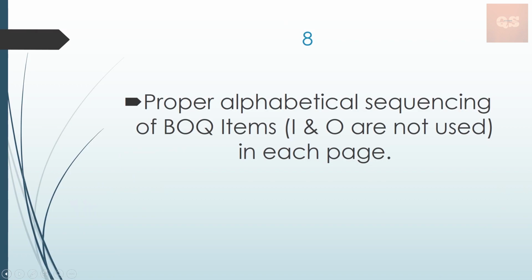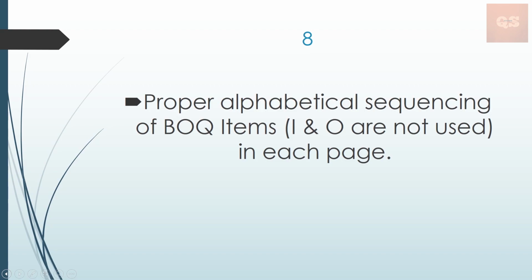Usually the alphabets are used A, B, C, D, and I and O are not used as an item number because it resembles 1 and 0. So make sure that proper sequencing is done, and in another video I've already explained how this can be done using a formula. The link to that video is being shown in the top right corner of this video, so you can just click on it.